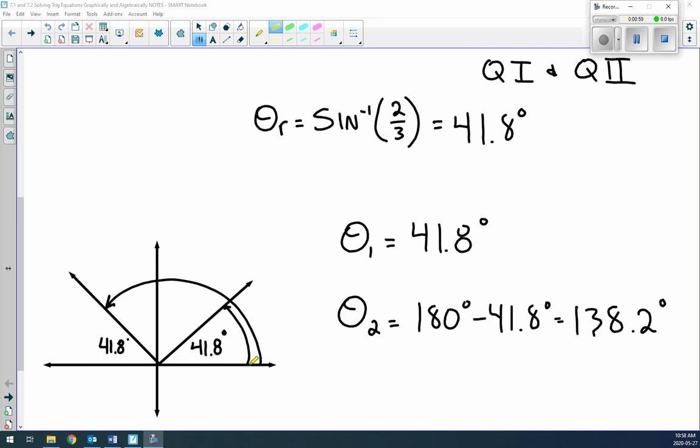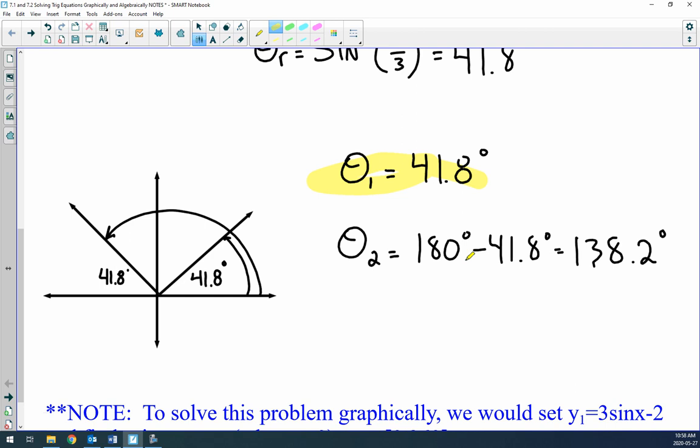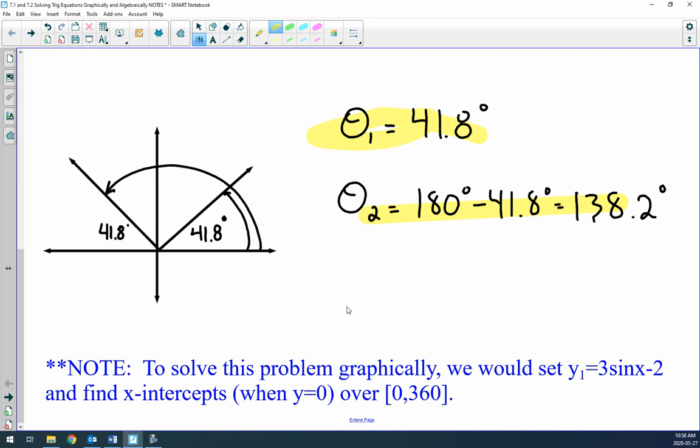The distance between 180 and this one here is 41.8. So how do we find the two of them? Well, if it's in quadrant 1, it's easy. Theta 1 is just 41.8. If it's in quadrant 2, then it's 180 minus 41.8, or 138.2. And those are the two there. So flip to the next one.